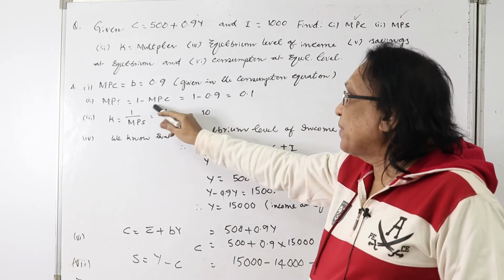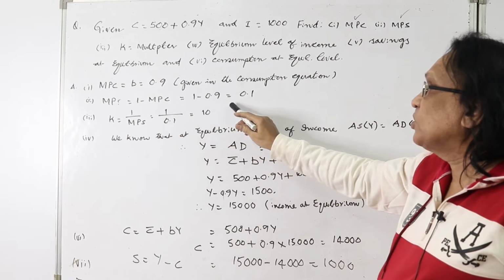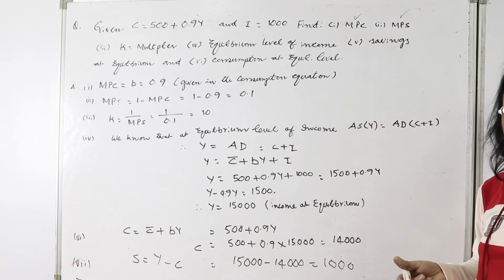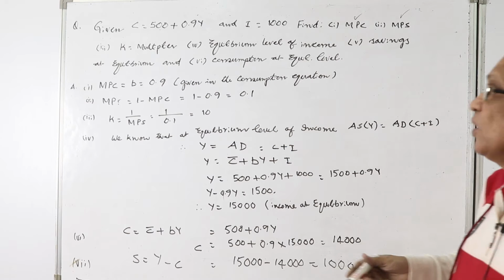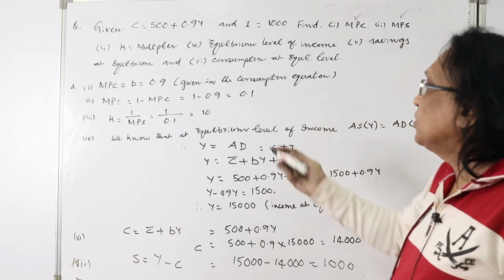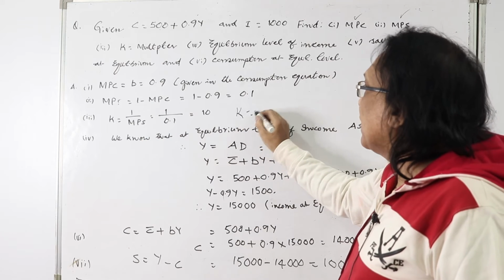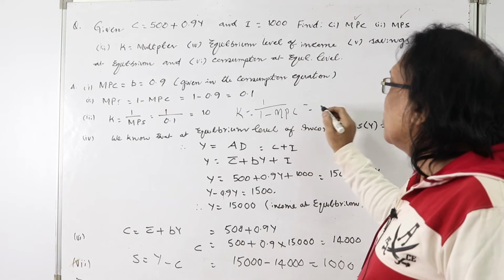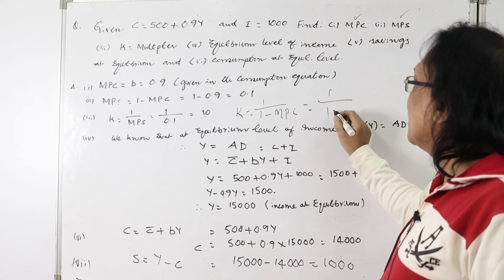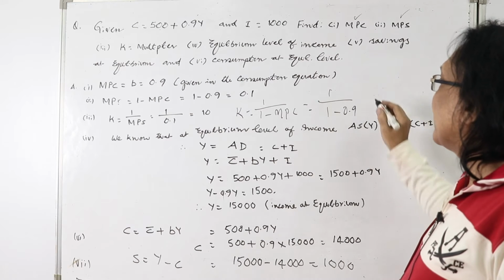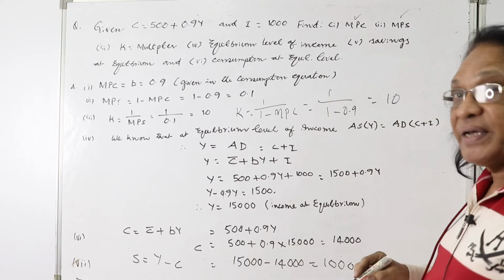MPS is equal to 1 minus MPC, 1 minus 0.9, that is 0.1. K, how do you find out? Multiplier, it's given here 1 upon MPS, or if you want, you can find out multiplier with the help of 1 upon 1 minus MPC also. You get the same value, 1 upon 1 minus MPC is 1 upon 0.1. So you get the same answer here, multiplier is 10.